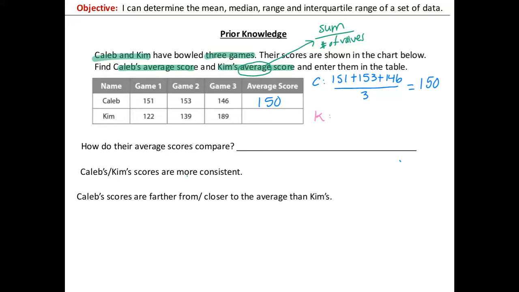So for Kim, we're going to add her scores and divide by 3 because she also played 3 games. So 122 plus 139 plus 189. She played 3 games, so divide by 3. On your calculator, add the 3 numbers and divide by 3. And righties, if you're sitting on the right side, tell your partner what you got for the average for Kim.